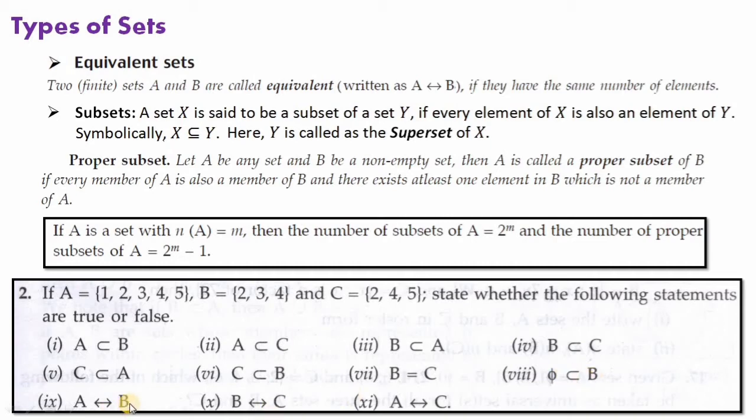A and B are equivalent. Now, when do they become equivalent? If they have the same number of elements. But they don't have the same number of elements, because A contains 5 elements and B contains 3 elements. So this is also false. B is equivalent to C. Yes, it is true because B contains 3 elements and C also contains 3 elements. So this is true. A and C obviously no, right? So this is also false. Hope the thing is clear to you. With this, let's move on to the next topic.